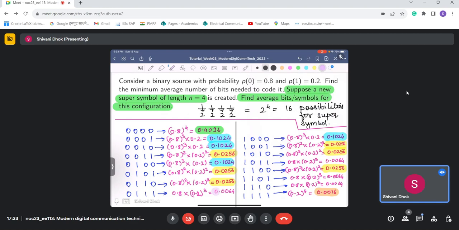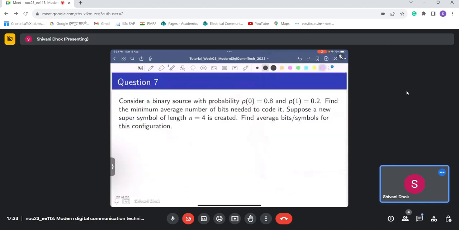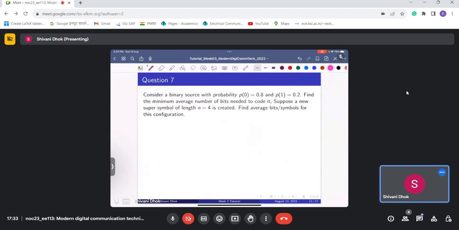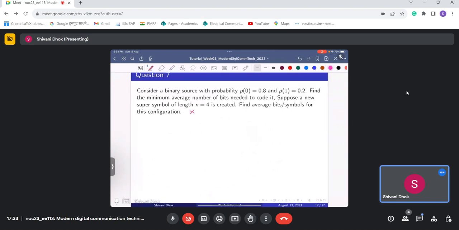Okay, and this factor 0.0064 again appears 4 times. So what do we have here? Let this x tilde be the new symbol, new super symbol.